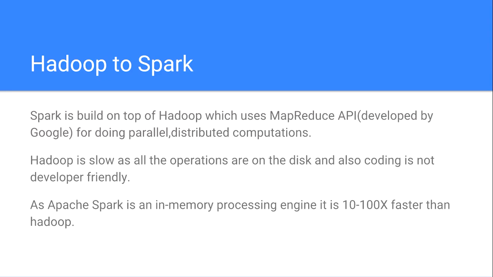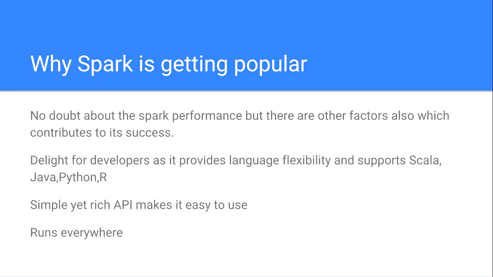As per benchmarking done by the Apache Spark Foundation, it is found that Spark programs are 10 to 100 times faster than Hadoop, and also only about 1/10 of the code needs to be written compared to Hadoop applications.